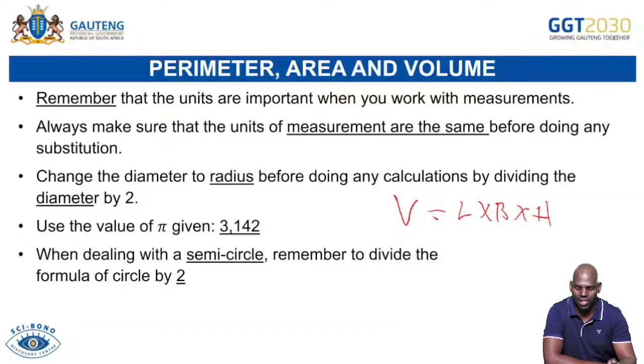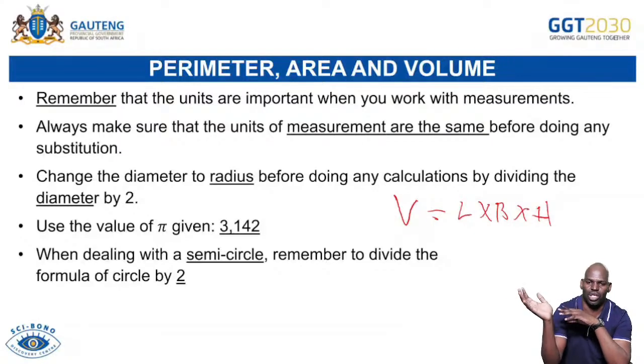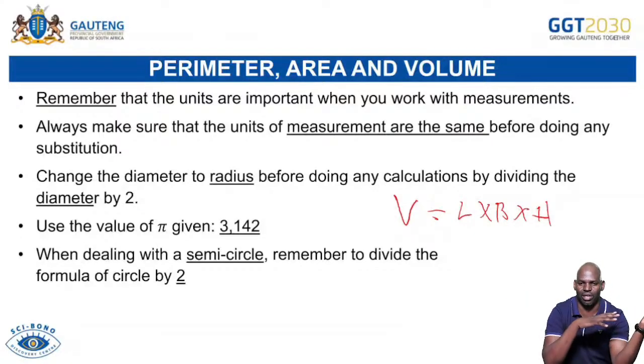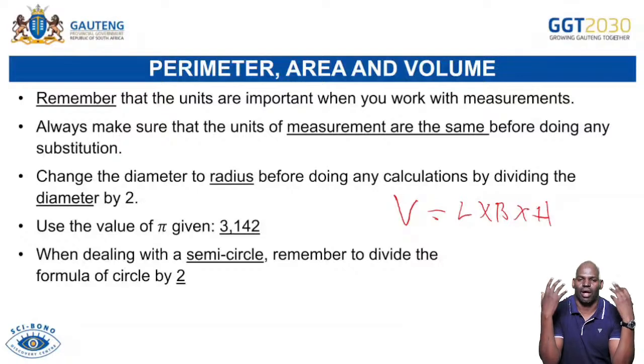It might happen that the examiner will give you the length in centimeters and the breadth in meters and the height in meters. Now you can see that only two of them have the same unit. The third one has a different unit. So you have to make sure that before you do the substitution, all of them have the same units. Usually the examiner will say, determine the volume in cubic centimeters. What are you going to do?